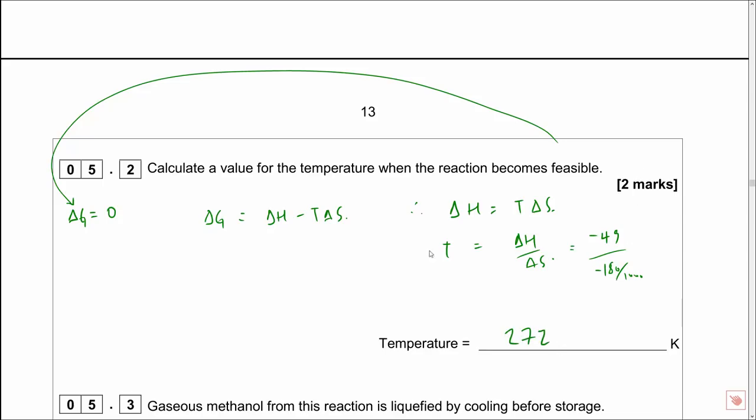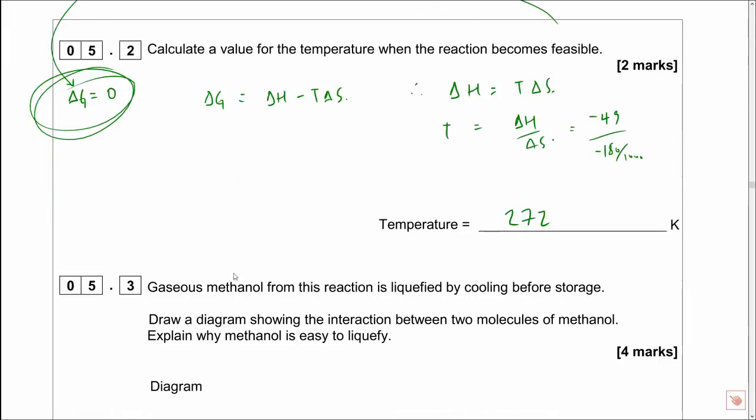So it's not a particularly difficult question there. Bit of rearrangement. It's all about this starting point, though. If you don't know that delta G is zero, you're not going to get the rest of it. That's the point where feasibility is going off.